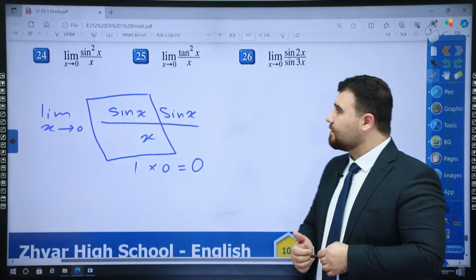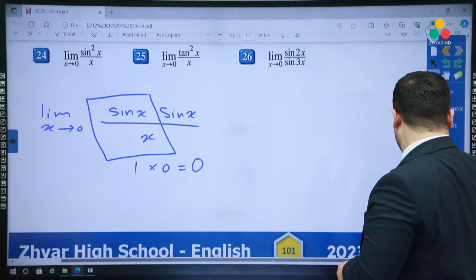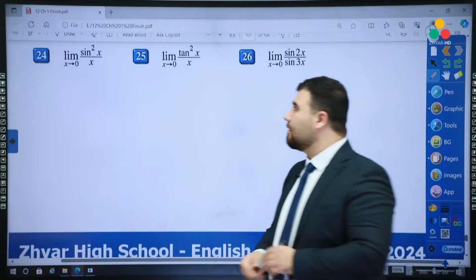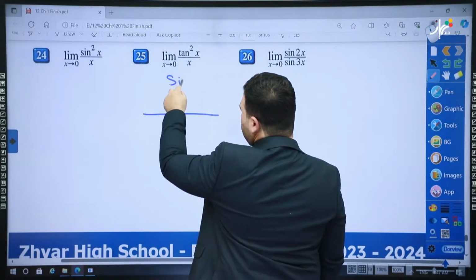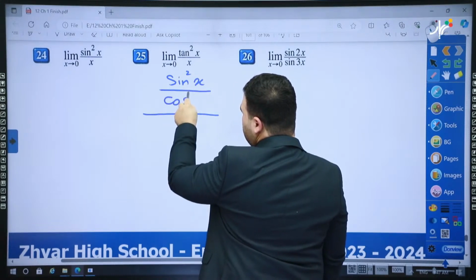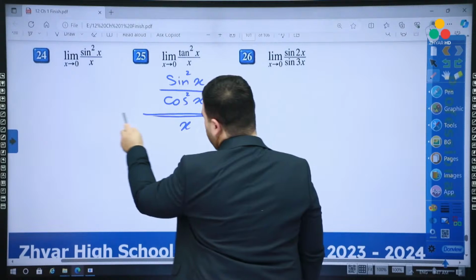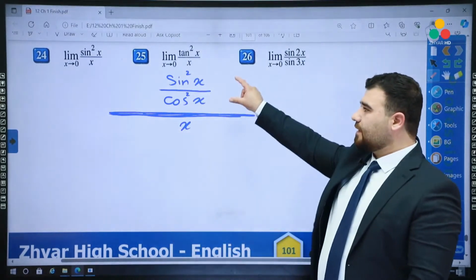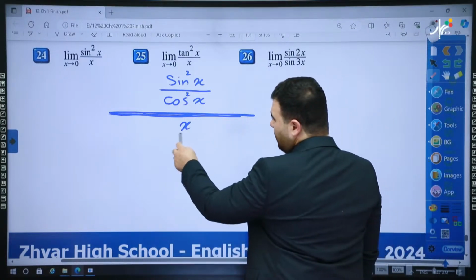Tan squared x over x, let's look at this one. We said tan is sine over cosine. Then this is going to be sine squared x over cosine squared x, over x. This is the original fraction. So make this different. Now up is a fraction, down is not a fraction. This is not a fraction means it's over 1.